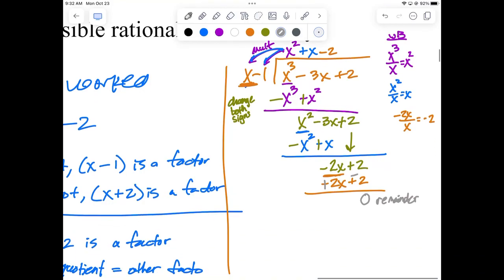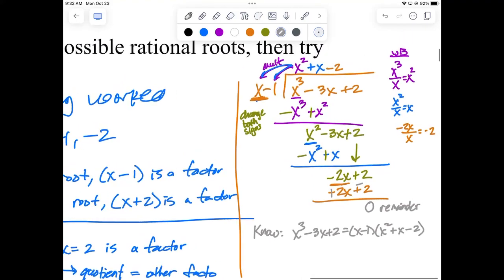Okay, so here's what we know. We know that x cubed minus 3x plus 2 equals x minus 1 times the quotient x squared plus x minus 2. Yes? That's what we just proved. We found the other factor. It's x squared plus x minus 2.